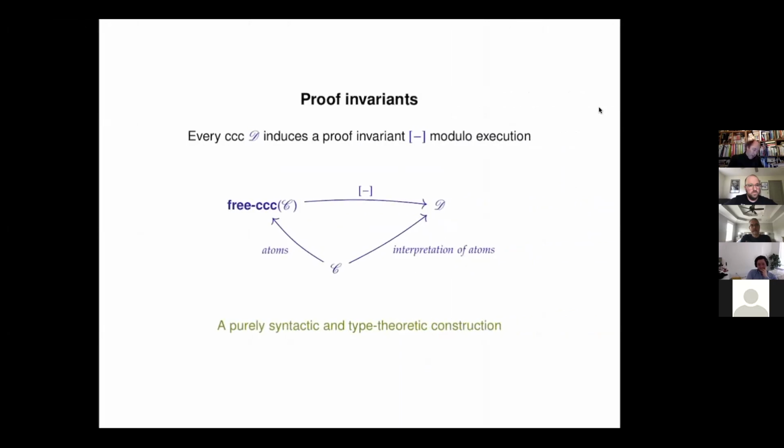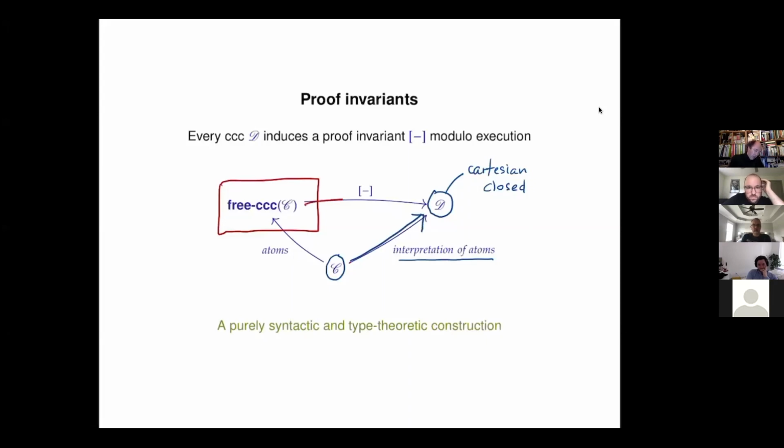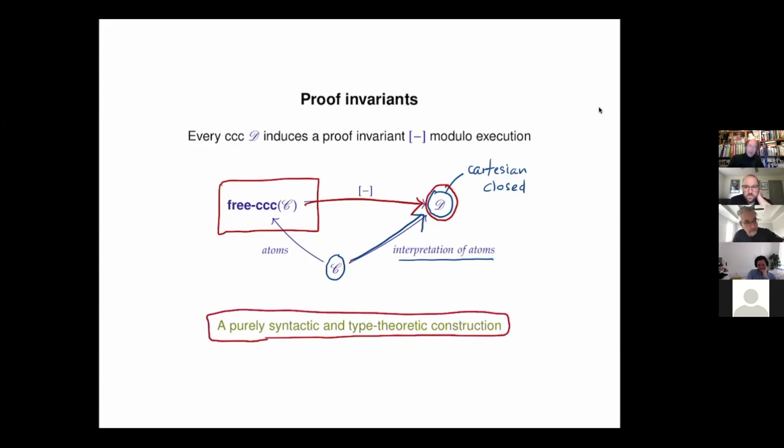And what this means is that whenever I have a category here and an interpretation of the atoms in, here it should be Cartesian closed. Okay, so when we are in this situation, then we can lift this functor that we had here. So this original functor, we can lift it to a functor here, which now transports every formula of the logic into an object of the category D, and every lambda term, every proof of the logic, into a morphism of this category. And so this gives a purely syntactic and type theoretic construction of the free Cartesian closed category.